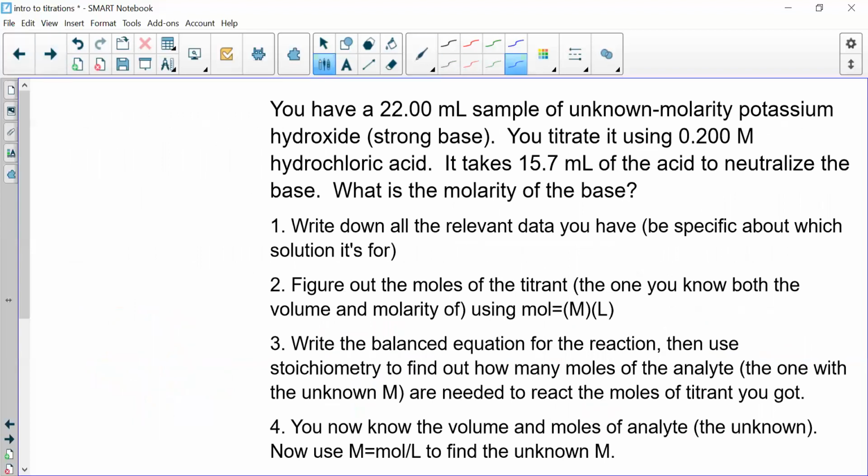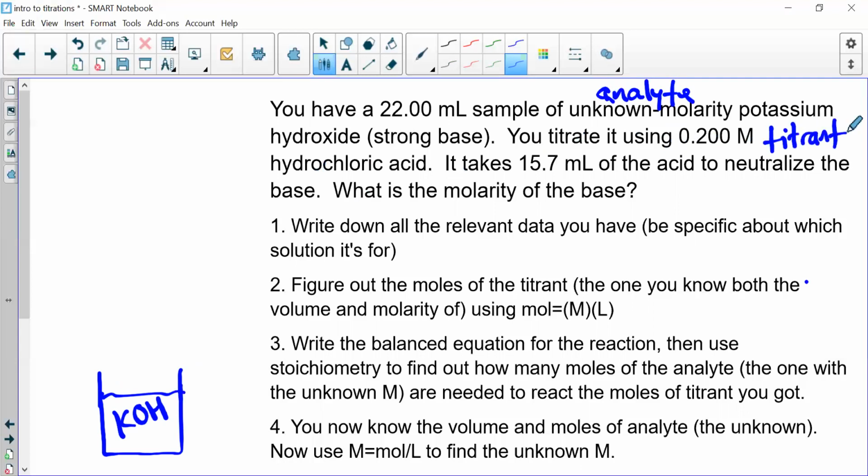So you have a 22 milliliter sample of an unknown molarity potassium hydroxide. Unknown molarity, this is our analyte. It's the sample we're analyzing. And let's see what that would look like. So here's my potassium hydroxide, KOH. Okay. You titrate it using 0.200 molar hydrochloric acid. That's our known, which makes this my titrant.